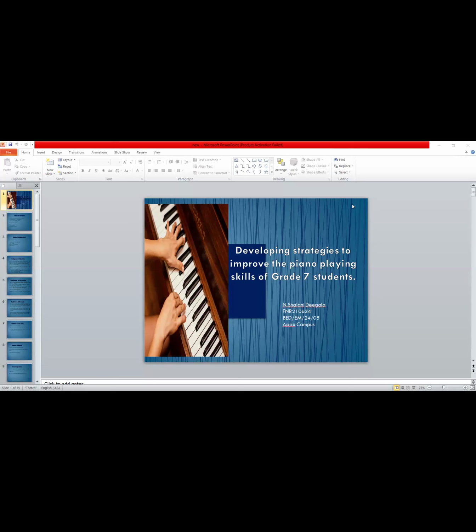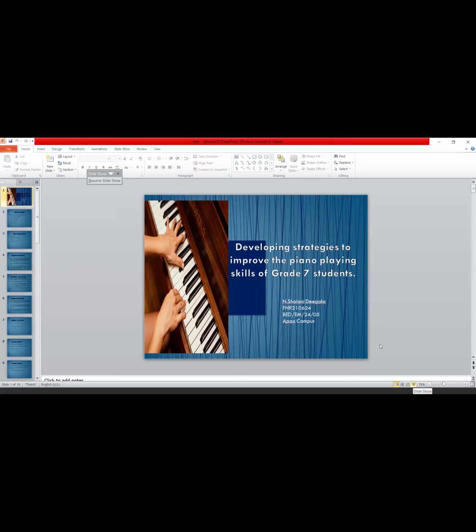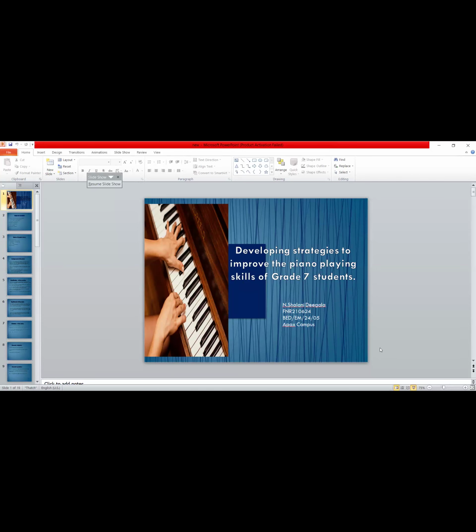You can remove the first part. You can write improving the piano playing skills of grade 7 students. That is enough. No need of developing strategies. Okay, madam. When it comes to developing strategies, it is yours, so you don't need that part. That's enough, right? Okay, madam. Go to slideshow mode. Then we can see the enlarged PPT.